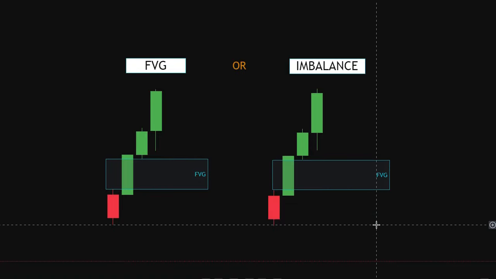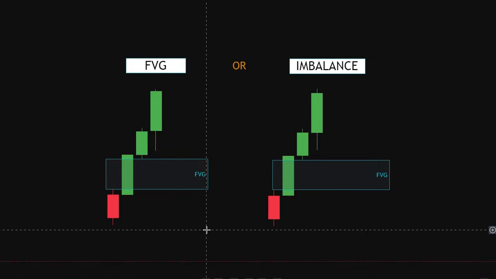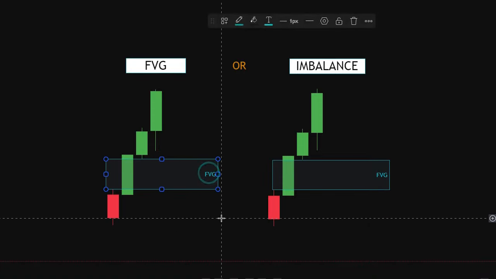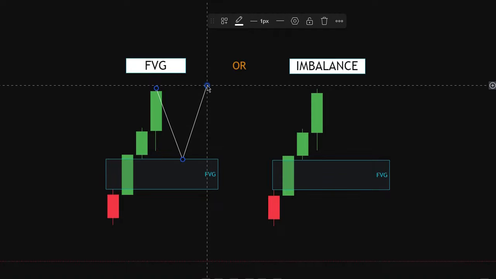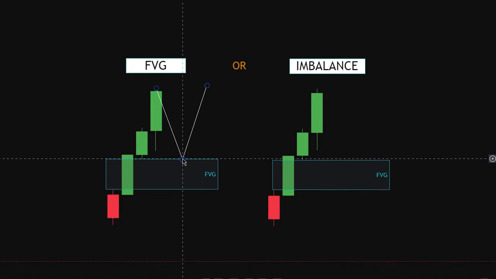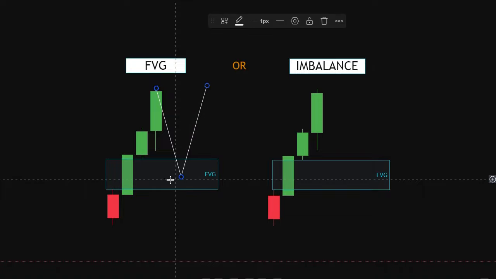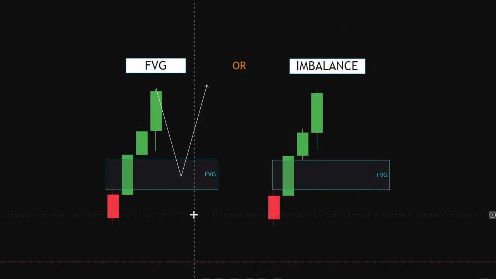So what should you trade, FVG or imbalance? For example, most traders who trade on FVG mostly enter a position when price is falling down. They enter this FVG and target the recent high. Some people don't enter at the top of the FVG, they mostly enter in the middle of the FVG. That's fine, you can enter here.